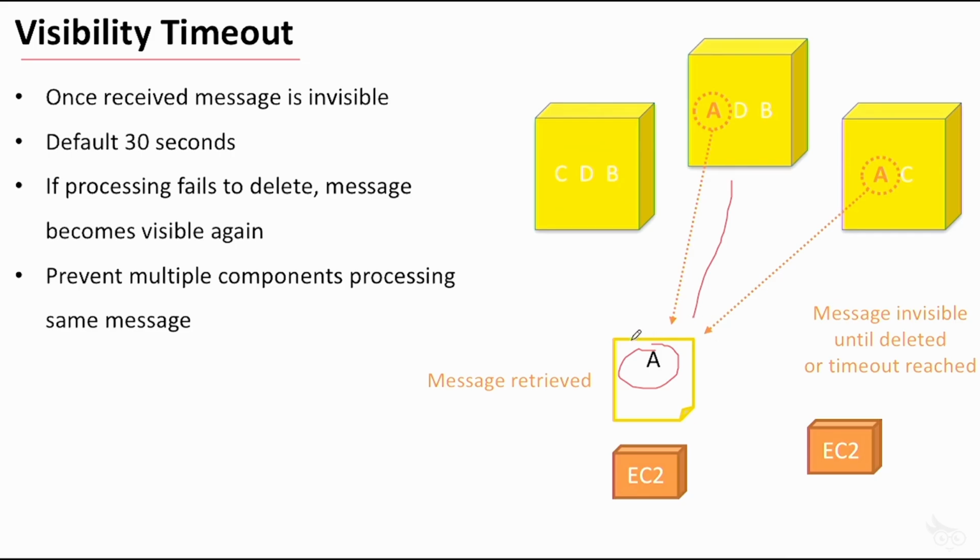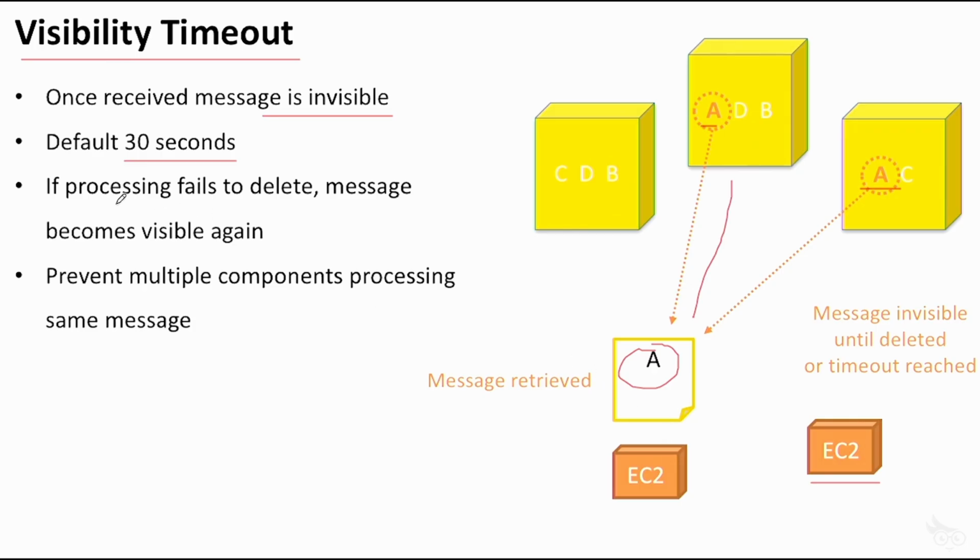So we pull message A out of the queue, and once we acknowledge receipt of that message, the queue will now mark message A, across all of the partitions, as invisible, or locked. If we have our application distributed among multiple EC2 instances, we don't want that message to be processed twice. So once it's been retrieved by one, it's now invisible to others. The default visibility timeout is 30 seconds. We can change that if we want to, and that gives us time to process that message.